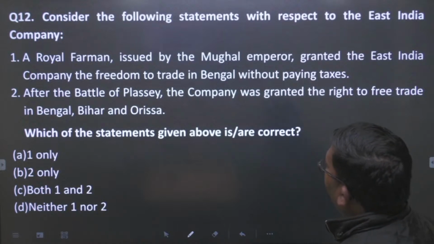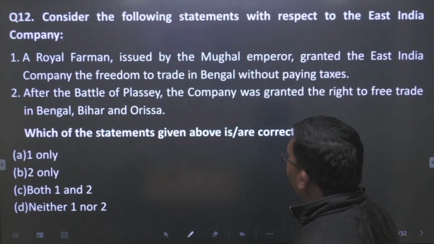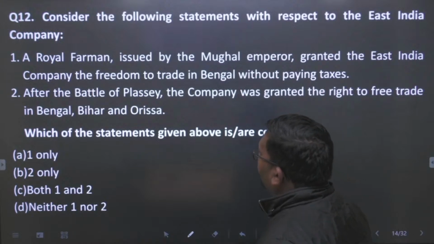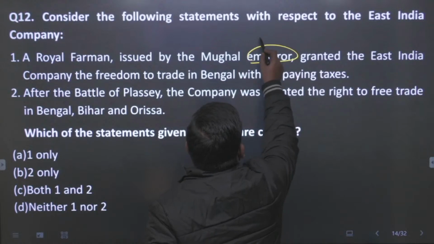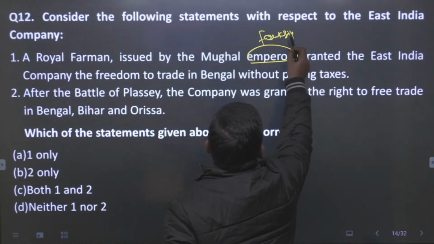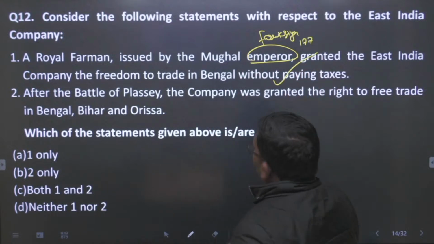Consider the following statements with respect to the East India Company. A royal farman issued by the Mughal Emperor granted the East India Company the freedom of trade in Bengal without paying any taxes. It was given by Farrukh Siyar in 1717. So this statement is true.